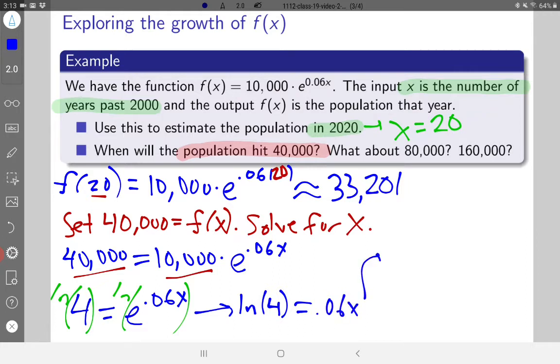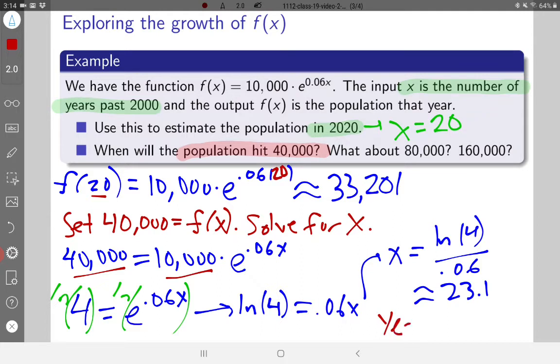And then finally I'll be able to say x is log of 4 over 0.06. I crunched some numbers on my calculator and I found that that's approximately equal to 23.1. And so, in other words, my answer to the question is that this population will hit 40,000 in the year 2023. Again, remembering that x is the number of years past 2000.